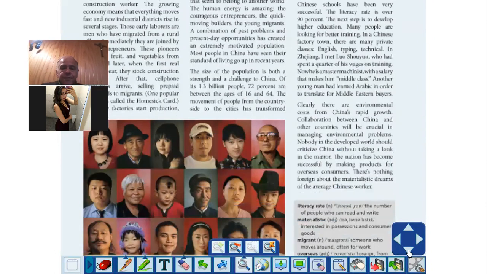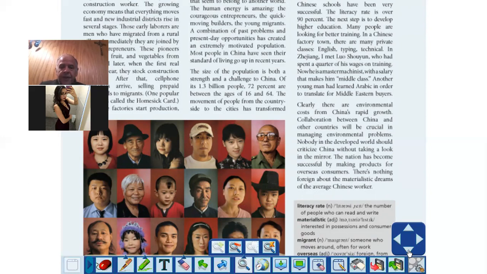Clearly, there are environmental costs from China's rapid growth. Collaboration between China and other countries will be crucial in managing environmental problems. Nobody in the developed world should criticize China without taking a look in the mirror. The nation has become successful by making products for overseas consumers. There's nothing foreign about the materialistic dreams of the average Chinese worker.